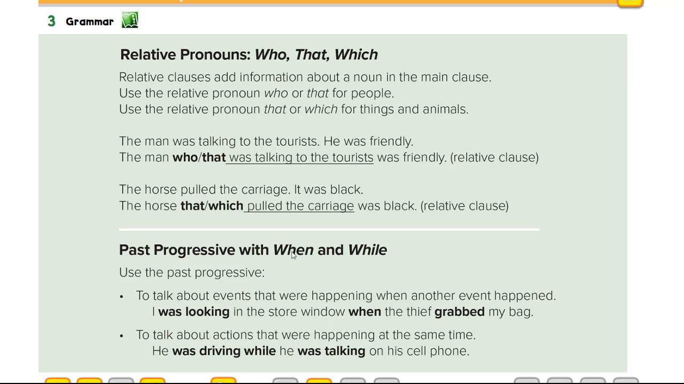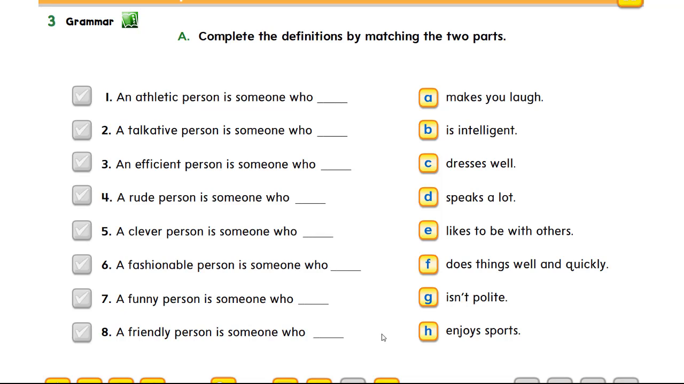To talk about actions that were happening at the same time, use the word while. He was driving while he was talking on his cell phone.